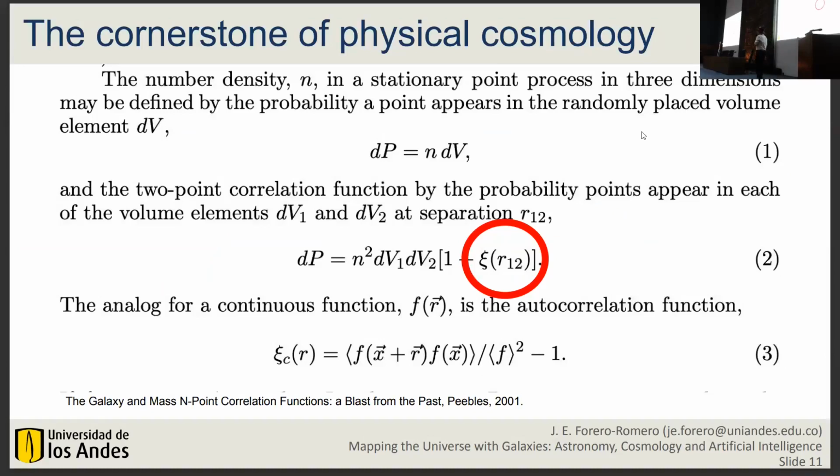I don't have enough time to make a proper review of why this is really important. But one of the cornerstones in cosmology and how to extract information from the cosmic web is what we call the two-point correlation function. And this is basically giving us a measurement of how clumpy this galaxy distribution is. And most of the work that has been done in the last 40 years uses a version that is called the isotropic correlation function.